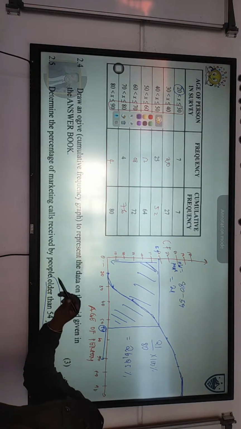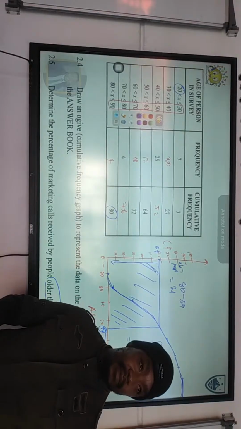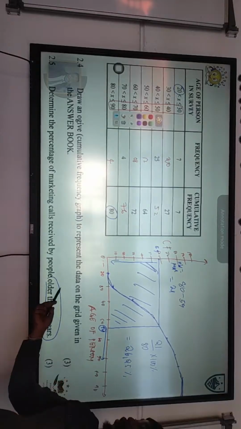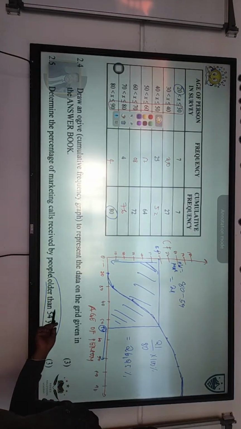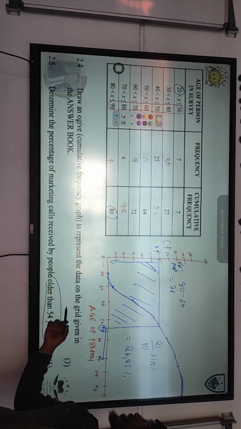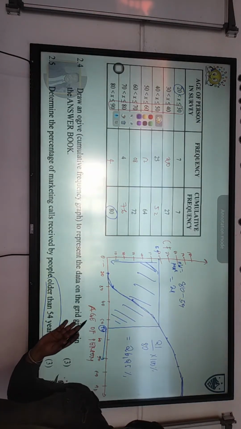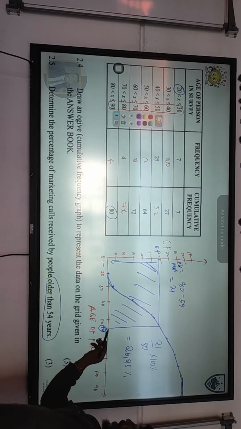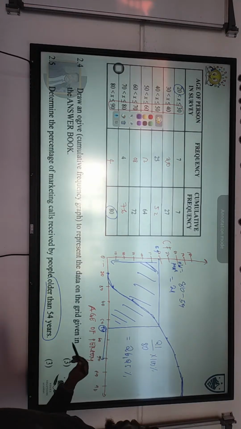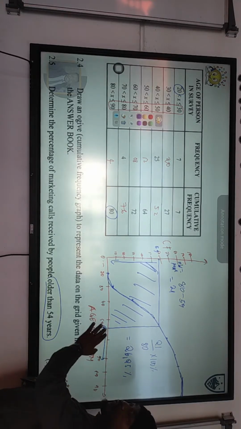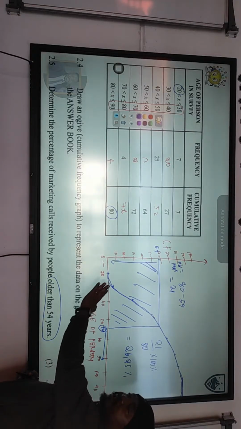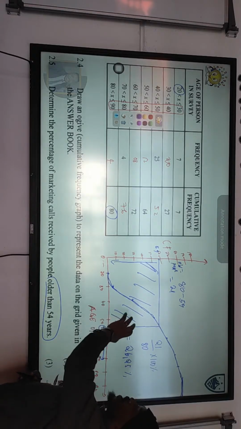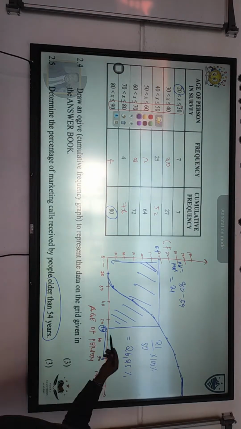Remember the maximum is 8. If the question was to determine the percentage of marketing costs for people who are younger than 54 years, I will take 59 as it is. But because they are looking for 54 years and older, this will give me the people who are 54 years, 50 until I get to 20. The reason why I'm subtracting the 2 is because I'm looking for the people that fall under this category.